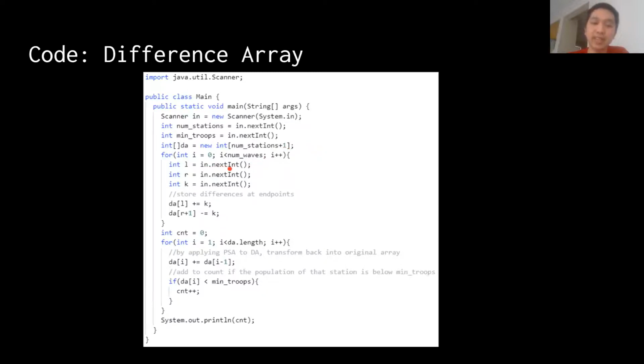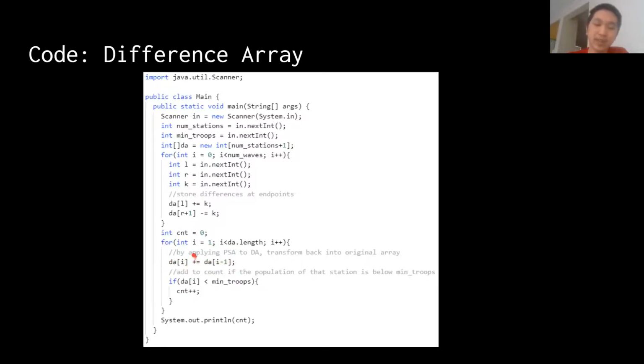You read the left index, you read the right index, you read the amount that you're incrementing it by, and you only change the endpoints. You only want to store the differences at the endpoints, right? Because when you're updating something from L to R, nothing changes between L and R, right? So in a difference array, you only have to increment the left index and decrease the right index by the same amount. And then you can do prefix sums on it, right?